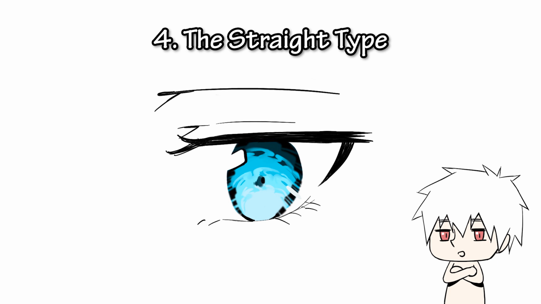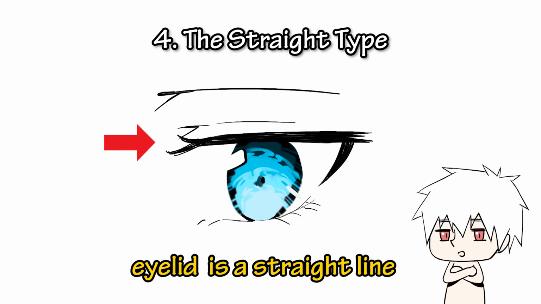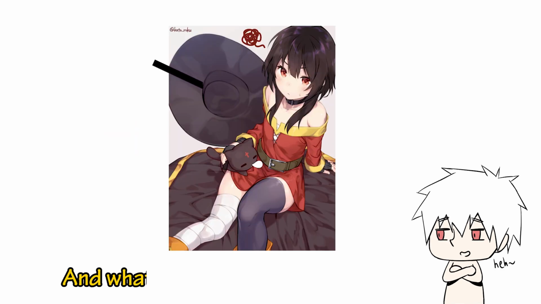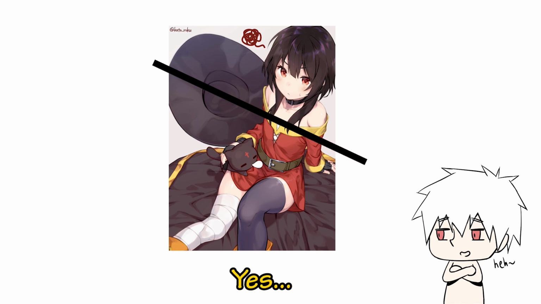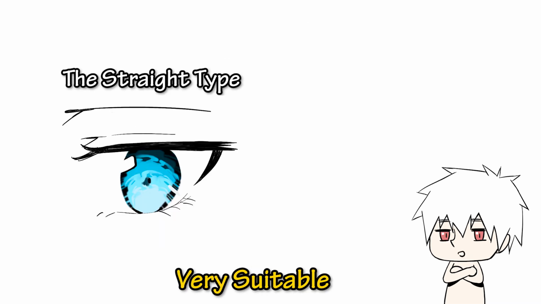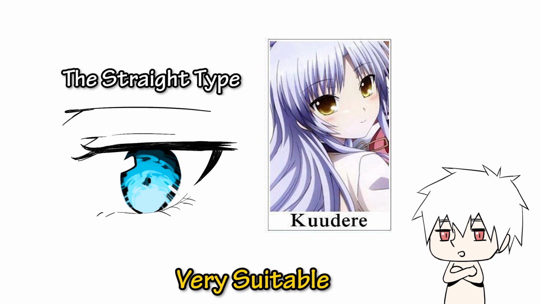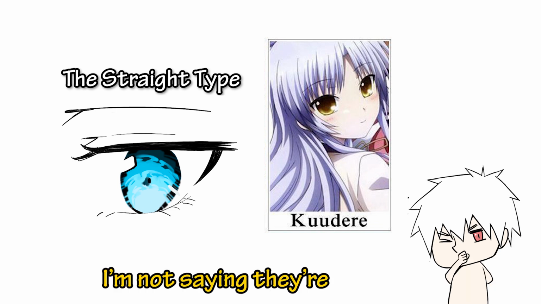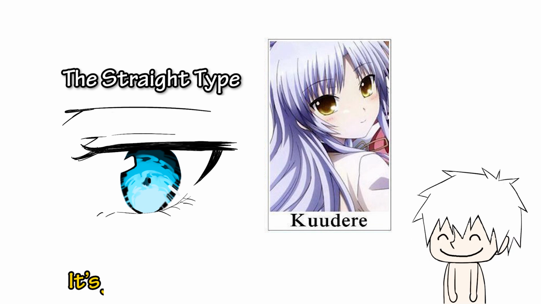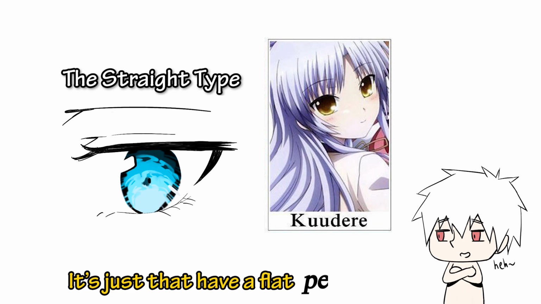Wakata? Fourth, the straight type. For this type, the eyelid is a straight line. And what does the straight line tell us? Yes, flatness, which is why the straight type is very suitable for kuderes. No, I'm not saying they're flat, but it's just that they have a flat personality.